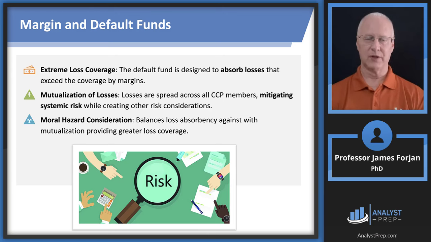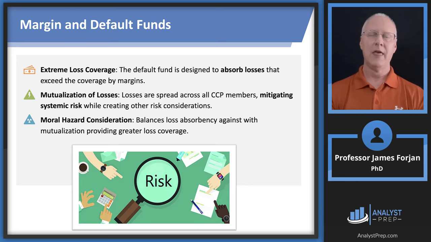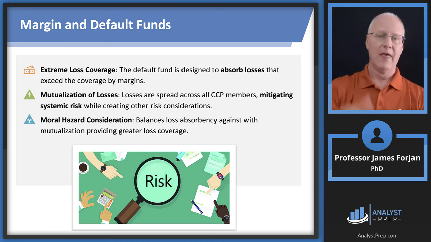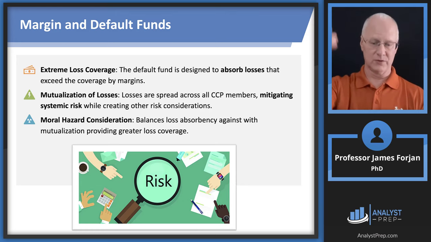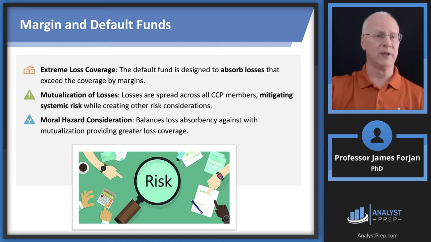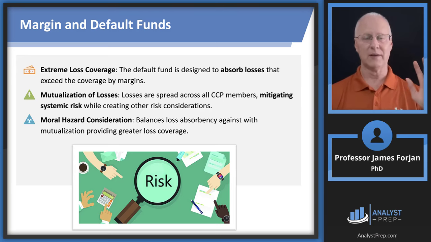Extreme loss coverage. That default fund is designed to absorb losses that exceed the coverage by margins, but it's not going to cover an infinite amount of losses. Think about what happened in Trading Places. Eddie Murphy and Dan Aykroyd shorted the orange juice futures contract at a price up here, and then the price fell. Now, Mortimer and Randolph Duke, the most they could have lost was whatever that price of orange juice was, all the way down to zero, right? But if you have the opposite position, you could go out to infinity. So you can absorb some of these losses with the default fund, but not all of those losses. So think about, we talk about value at risk.